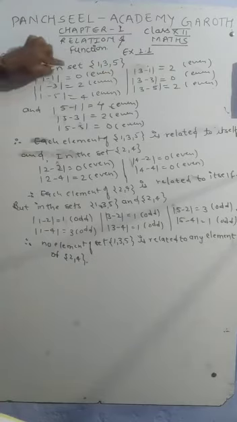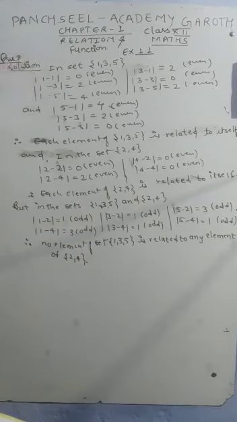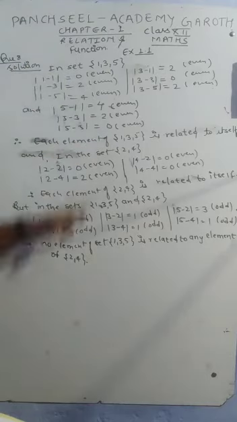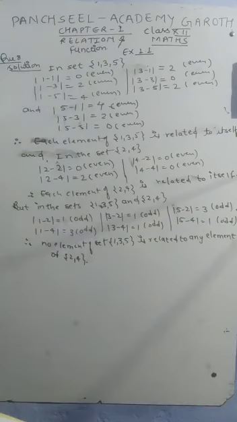First, 1 minus 1 is equal to 0, which is an even integer, or we can say an even number. 1 minus 3 is 2, 1 minus 5 is 4, 3 minus 1 is 2, 3 minus 3 is 0, and 3 minus 5 is equal to 2. And 5 minus 1 equals 4, 5 minus 3 equals 2, 5 minus 5 equals 0. All these given numbers are even.